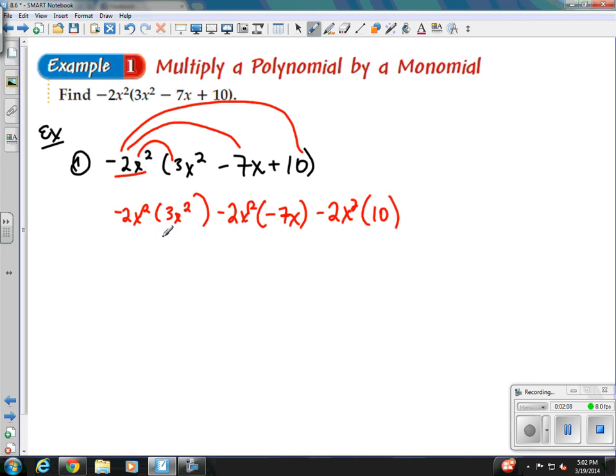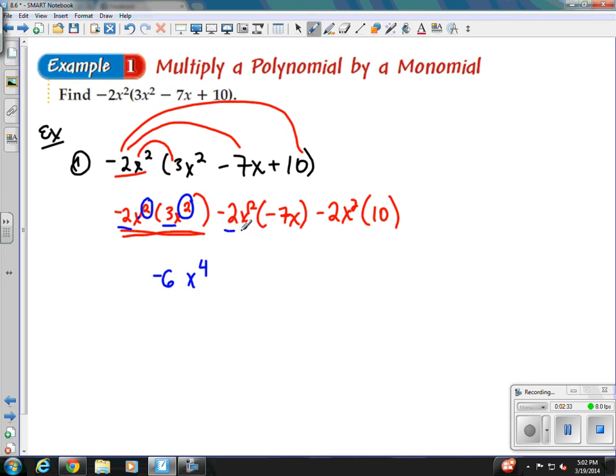So now we take it one step at a time. We're going to treat this just like it was a monomial. So we're going to multiply our coefficients. So negative 2 times 3 gives us negative 6. And then we have the same base of x, so I'm going to add the powers. 2 plus 2 gives us x to the 4th.